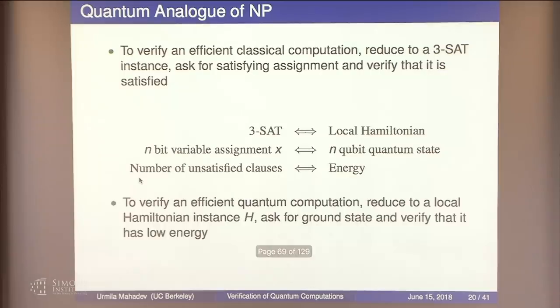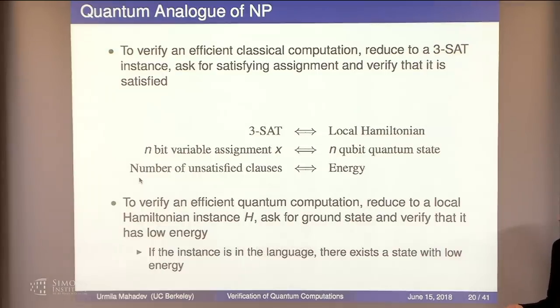So given this analogy, the verifier can verify an efficient quantum computation by reducing the instance to a local Hamiltonian instance H, asking the prover for a ground state, and verifying that the ground state has low energy with respect to H. Now, if the instance is in the language, then there will exist a state with low energy. And if not, all states will have sufficiently high energy. So let me give a bit more detail about how the verifier would verify that a state has low energy.